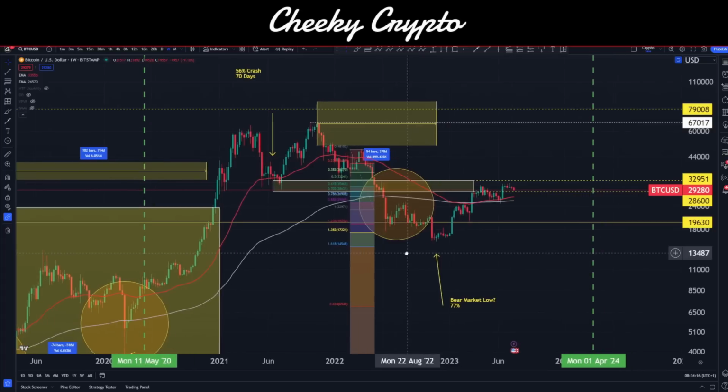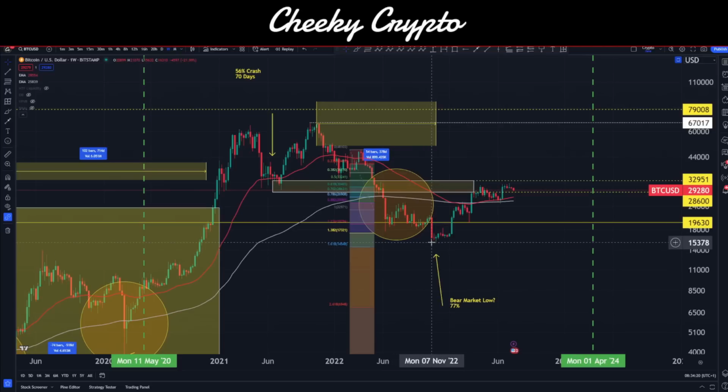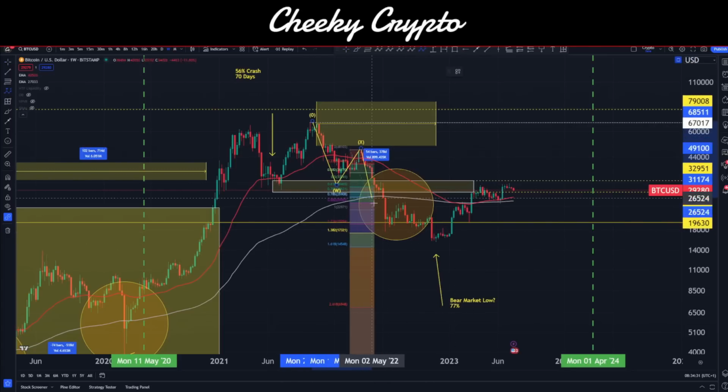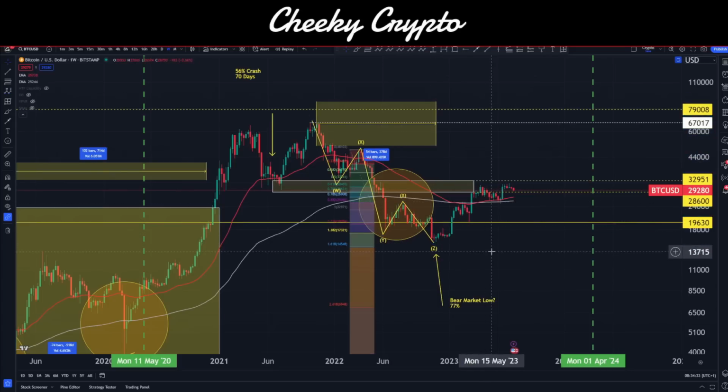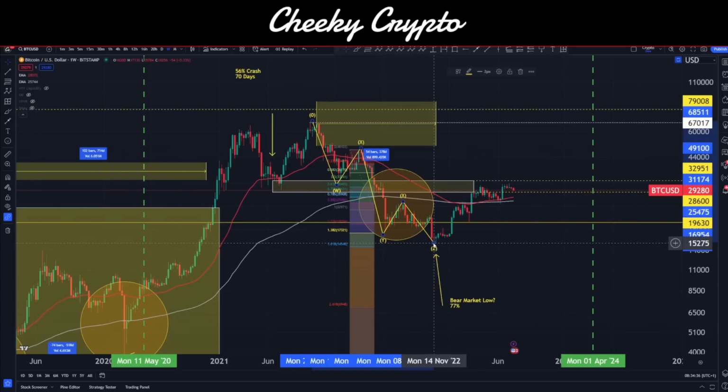You cannot ignore this. And so what we saw here was a WXYXZ, and that took us down into this low. Now it stayed fortunately above the 1.236, but it did drop down lower than the 1.382. So from an Elliott wave theory point of view, this becomes a W, X, Y, X, and Z, and it was quite clear that a new lower low was going to happen.